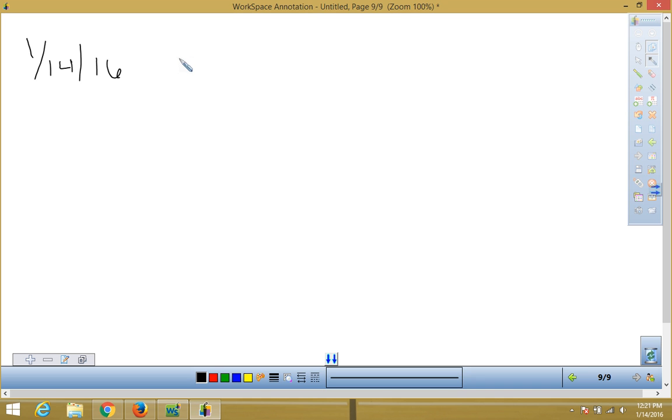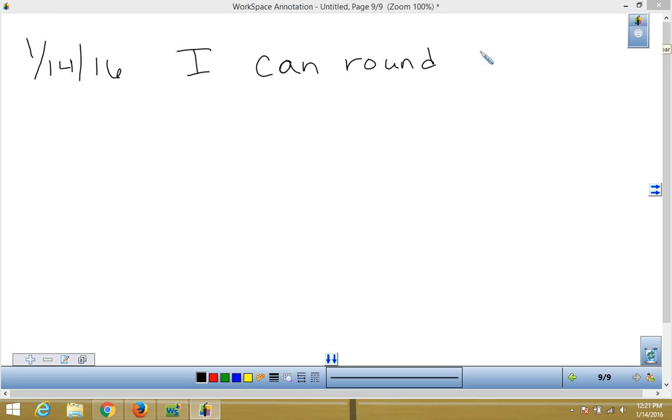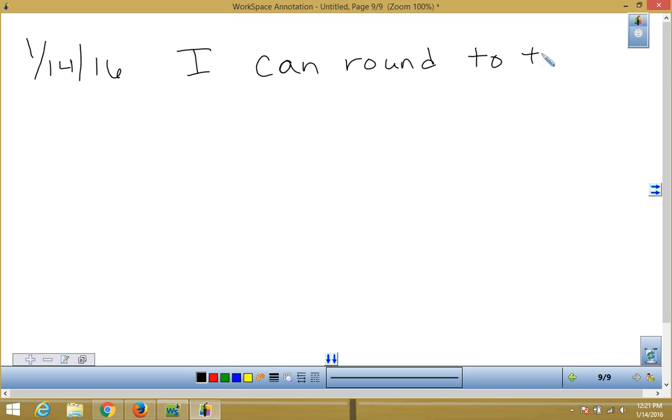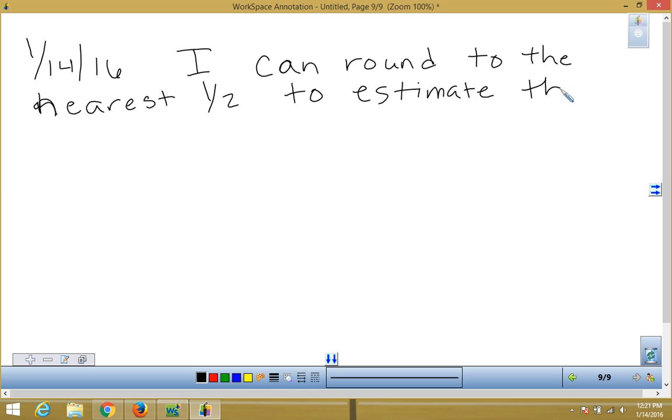We're going to write our objective down, and it is I can round to the nearest half to estimate the product of 2 fractions.